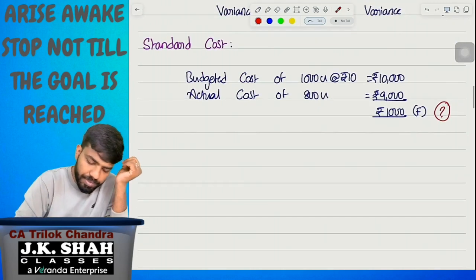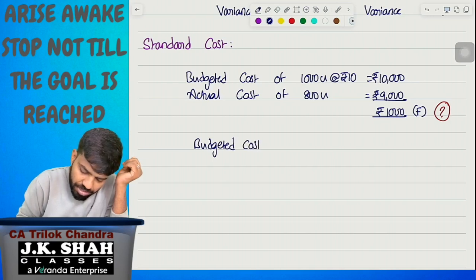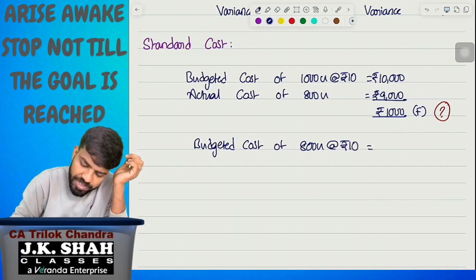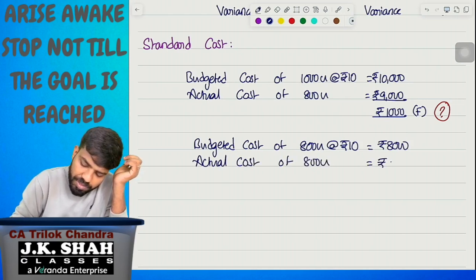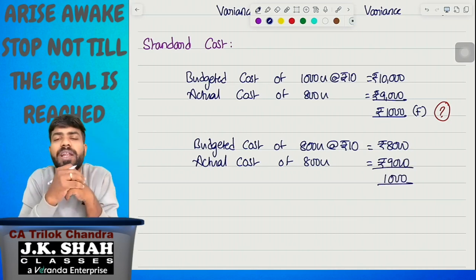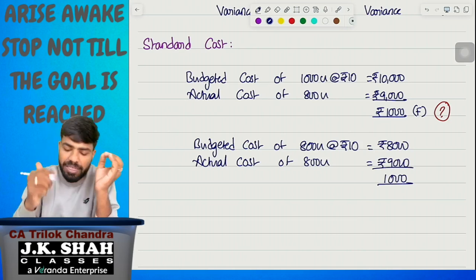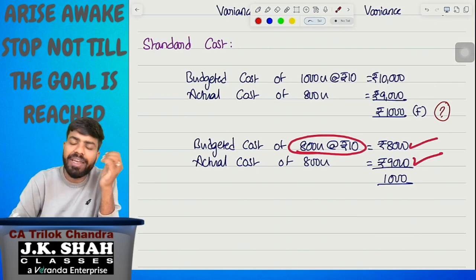Okay, now look at here. So what I'm going to do: budgeted cost of 800 units at the rate of rupees 10, which equals rupees 8,000. Actual cost of 800 units, which equals 9,000. There is a gap of 1,000 rupees. Is this favorable or adverse? See, for 800 units, how much is the planned cost? 8,000, but actually we are incurring 9,000 rupees.